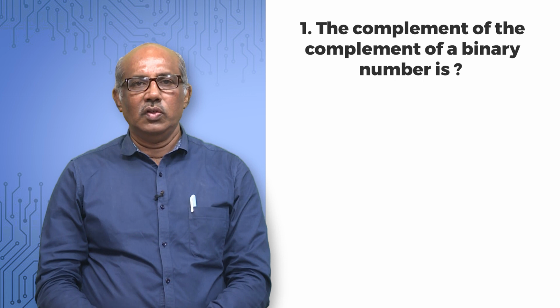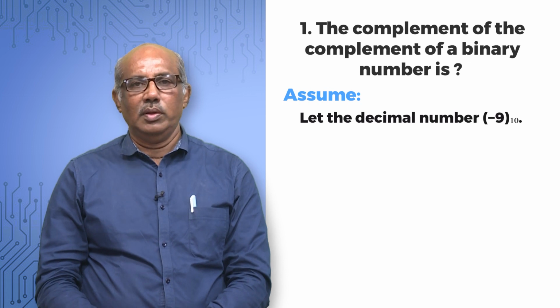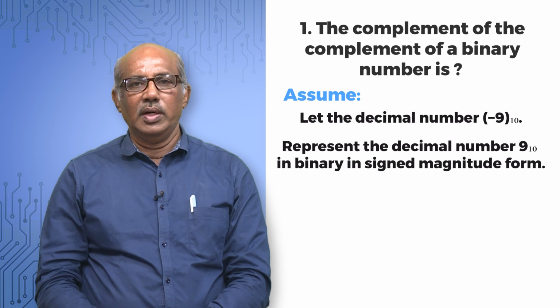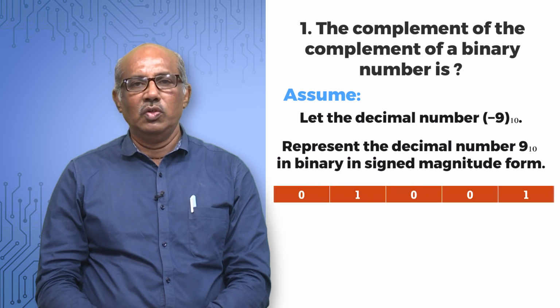The first question is: the complement of a binary number is. So, let us assume a decimal number, that is minus 9. First represent the decimal number 9 in binary in sign magnitude form. We know that the most significant bit represents the sign bit and the remaining is the data bit, right. So, the most significant bit, I am representing first plus 9. Therefore, my most significant bit will be 0, then 1 0 0 1.